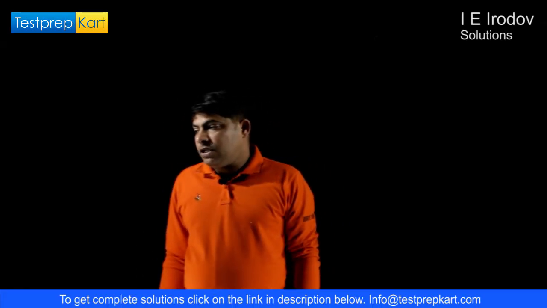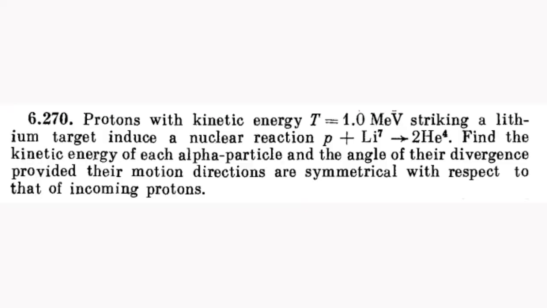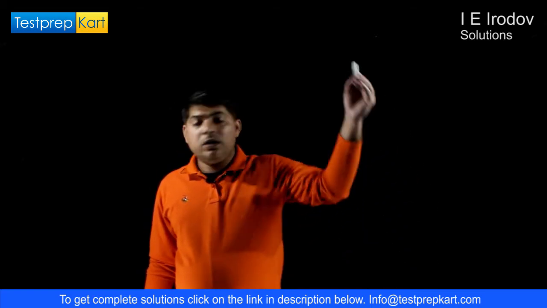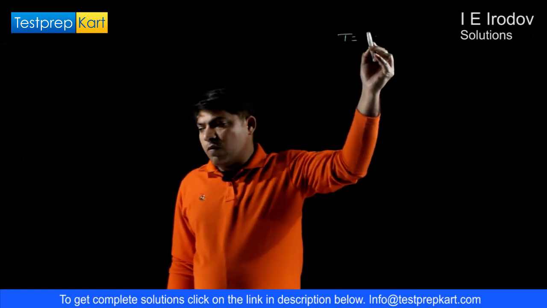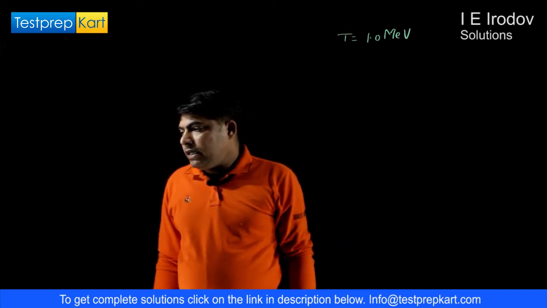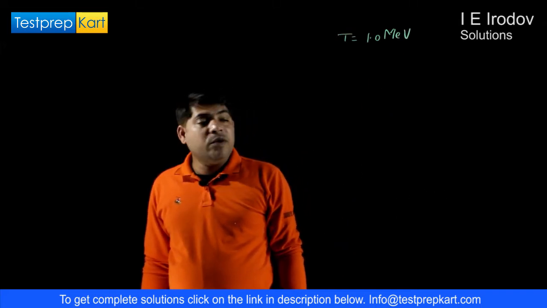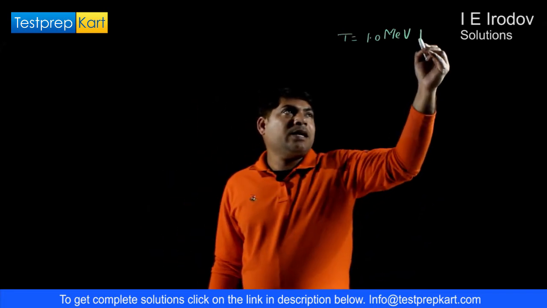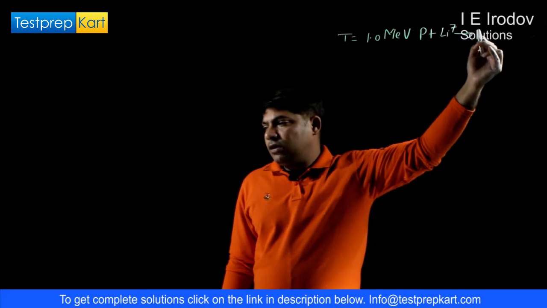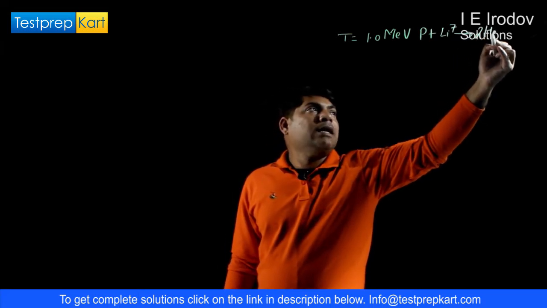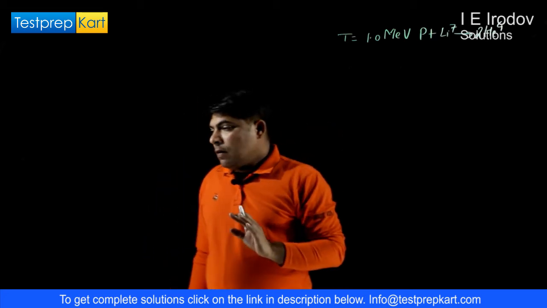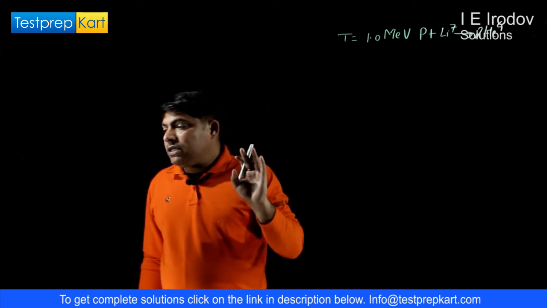Question number 6.270. The kinetic energy of a proton P is equal to 1.0 MeV, striking a lithium target and inducing a nuclear reaction. The nuclear reaction is P plus Li7 changing into 2He4, meaning 2 alpha particles are generated. Find the kinetic energy of each alpha particle.